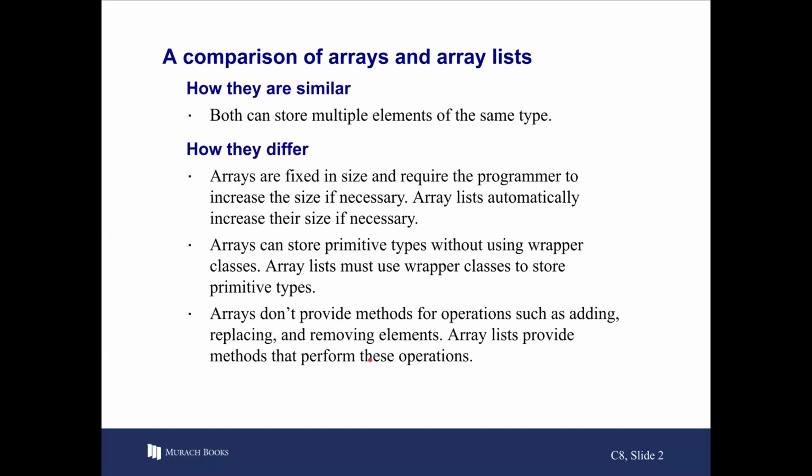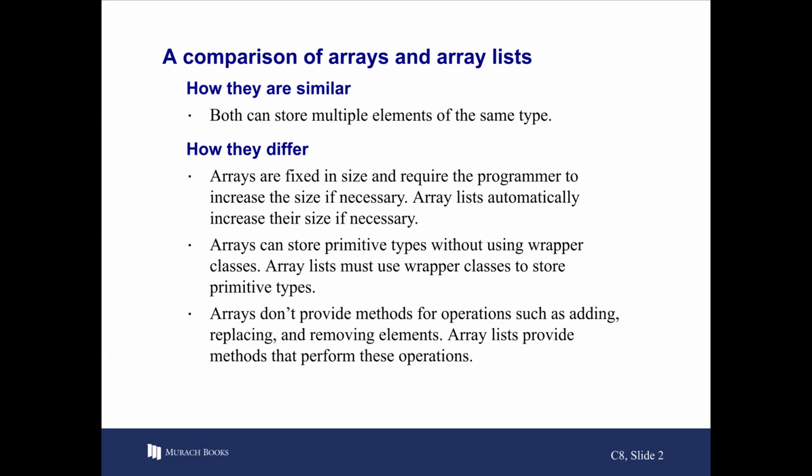So an array list and an array are basically the same structure. An array list is just like an array. It's got multiple elements of the same type. It's got element 1, 2, 3, etc. And you can put things in it and change values.